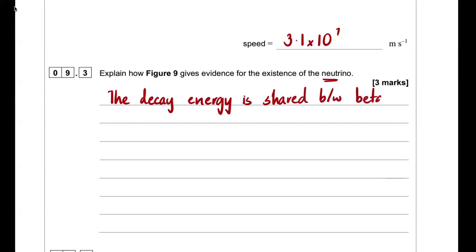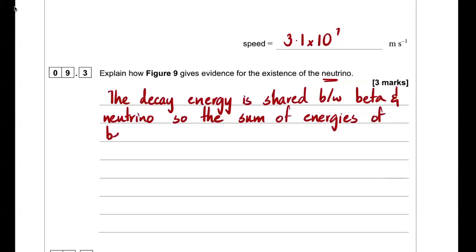So obviously you know that the decay energy is basically shared between beta and the neutrino as well, obviously also between the other nucleus. So the sum of the energies of beta and the antineutrino is constant.